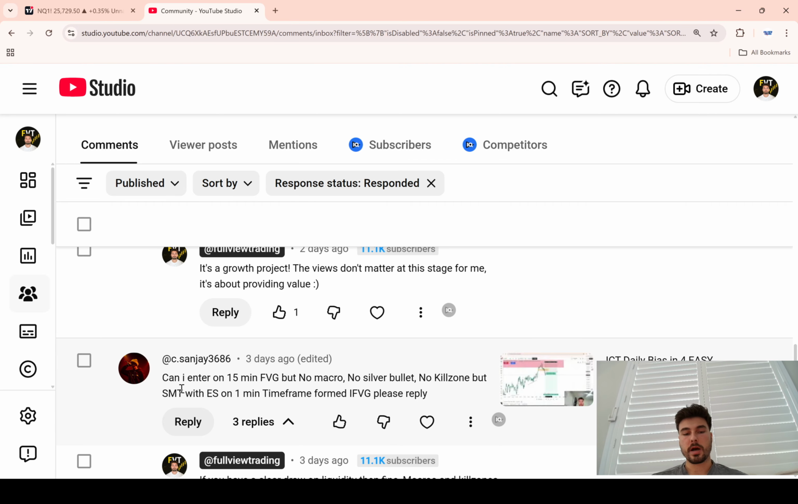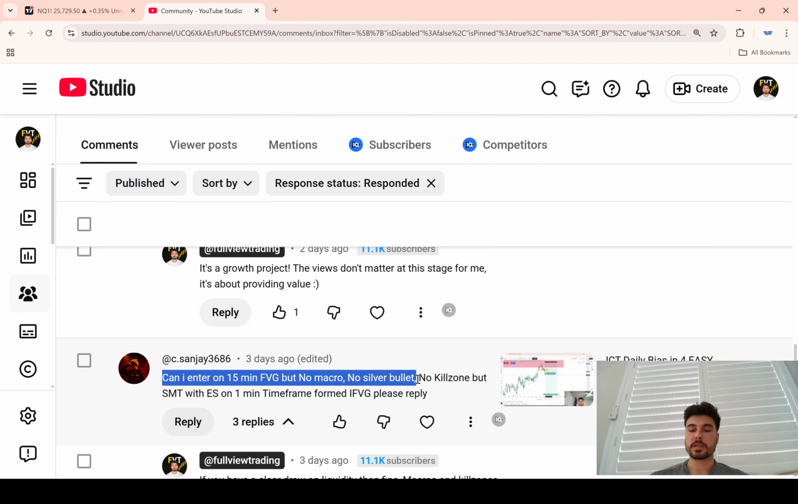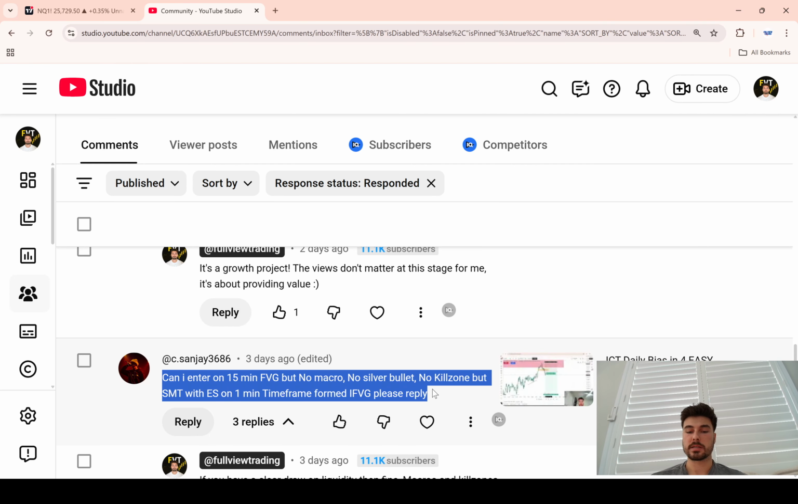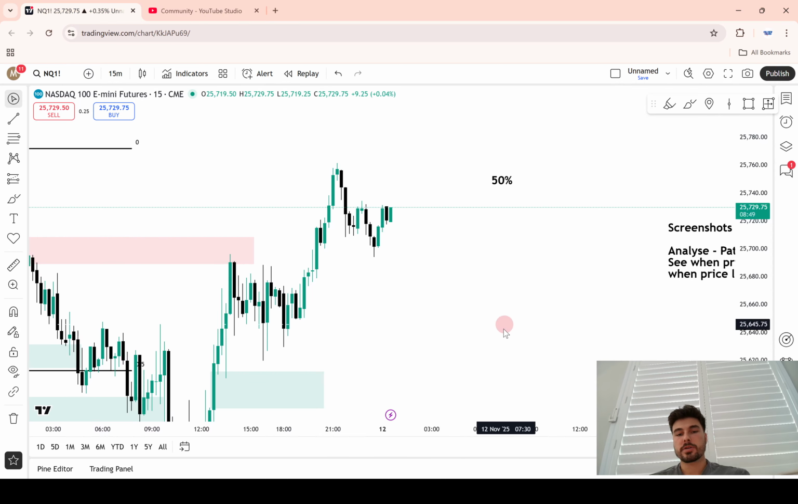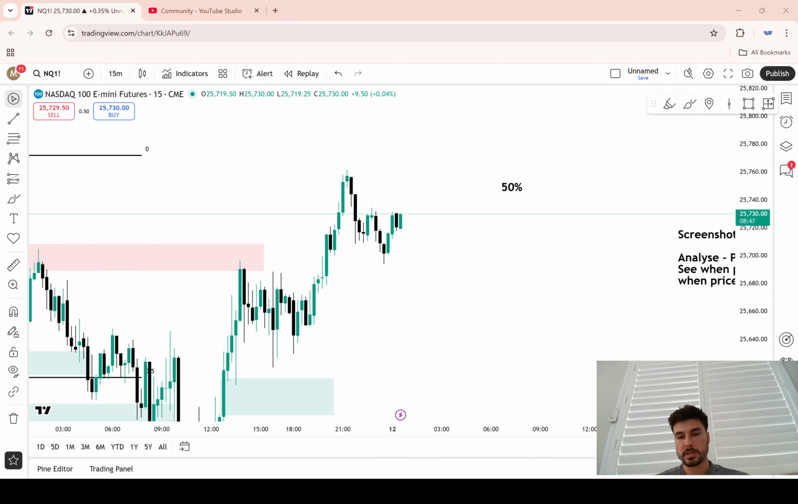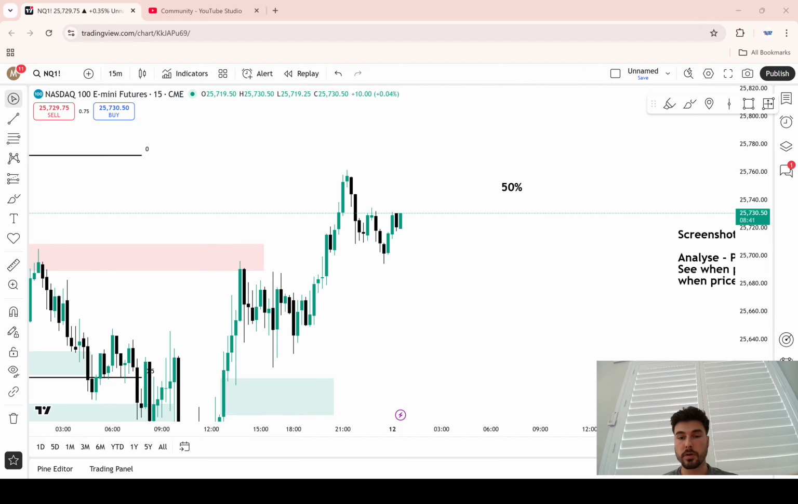This one's a good one, right? Can you enter off a 15-minute fair value gap, no macro, no silver bullet, no kill zone, but it has other things? Yes. Now, I don't trade just macros. I trade macros and market structure. I know some people in my Discord, they trade just macros. Great, fantastic. If it limits how much you trade and that's good for you, then do it.